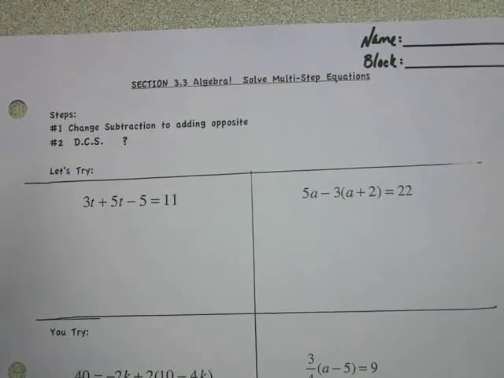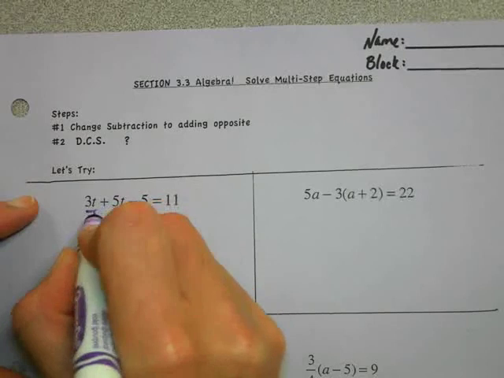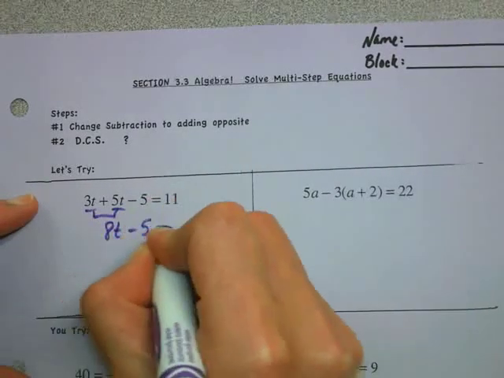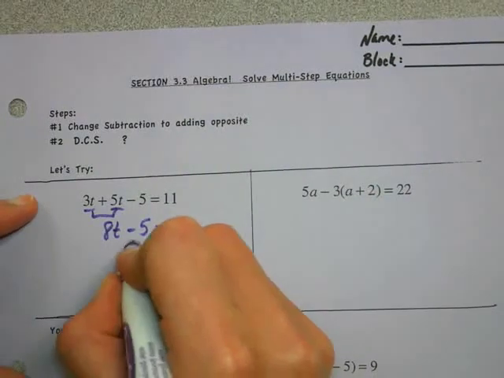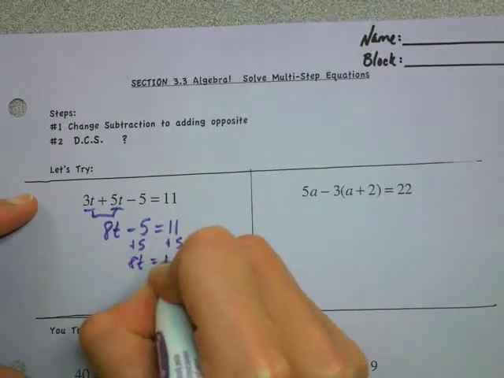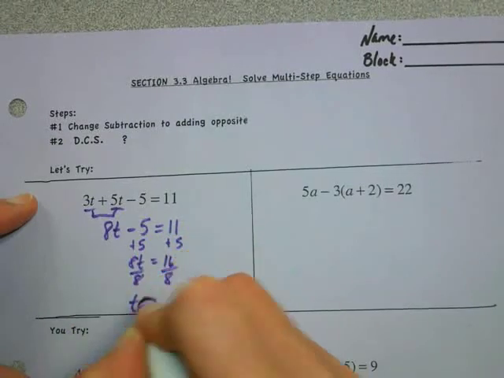You may have all of those steps, you may not have all of those steps. So we're going to do this first one here. As you can see, we have some like terms. The 3t and the 5t are like terms. We put them together to make 8t, and then 8t minus 5 equals 11, and what do we have? We have our normal two-step equation. So we add 5 to both sides, 8t equals 16, divide by 8, and t equals 2.